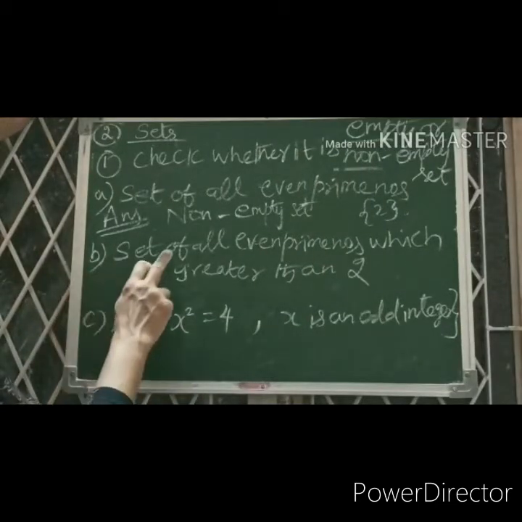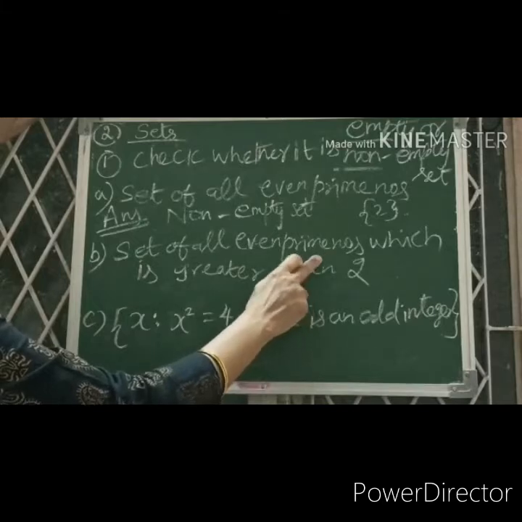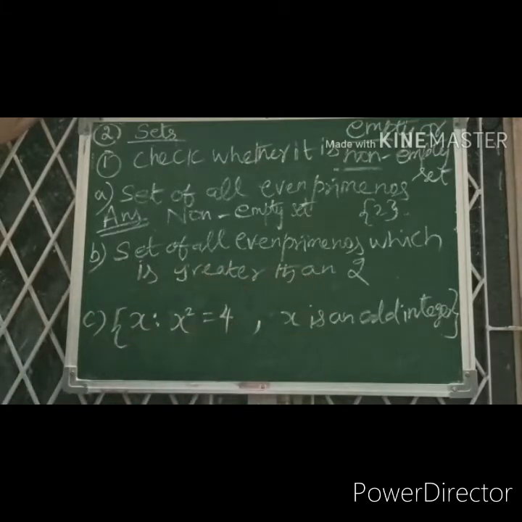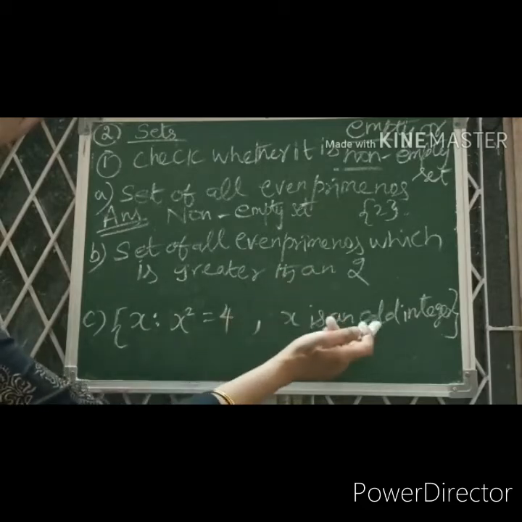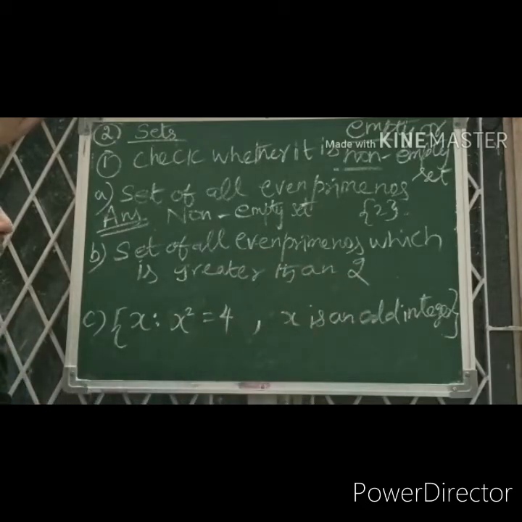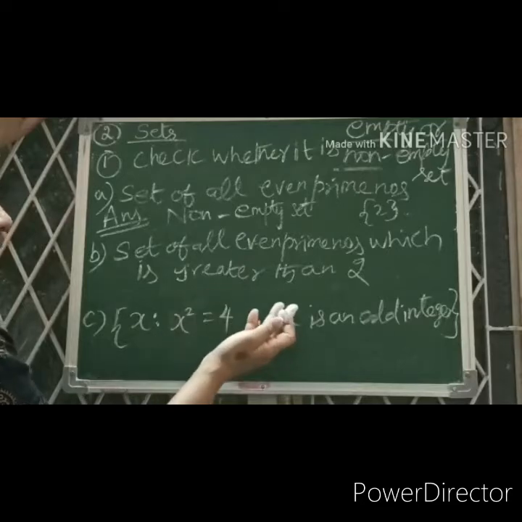Second is, set of all even prime numbers which is greater than 2. There is no even prime number more than 2. From 3 onwards all are odd. So it is what? Null set.